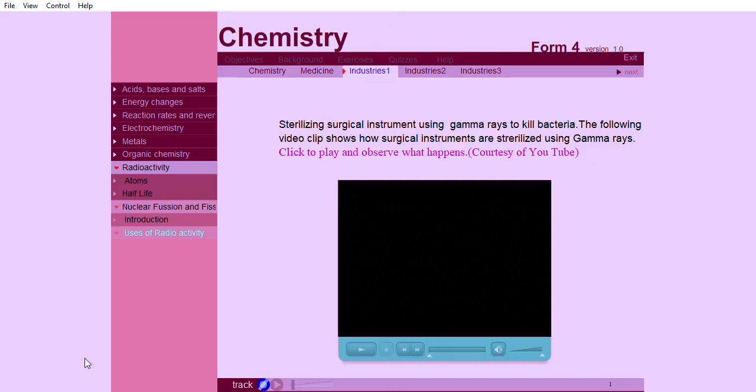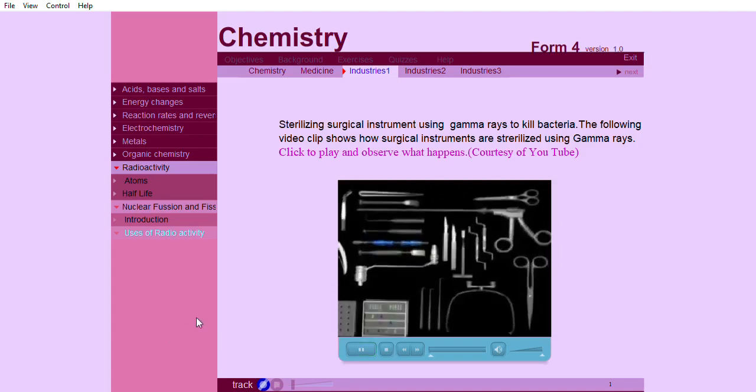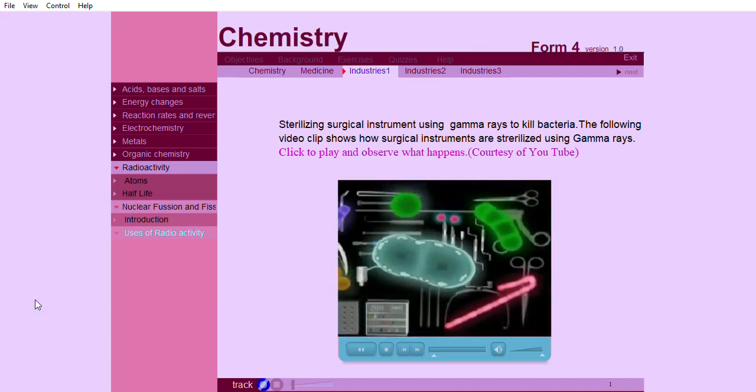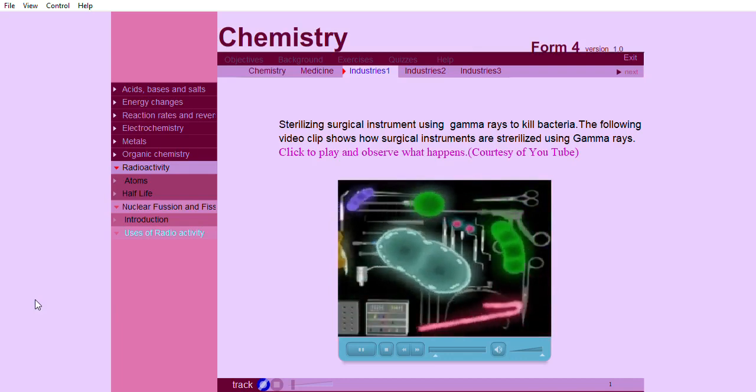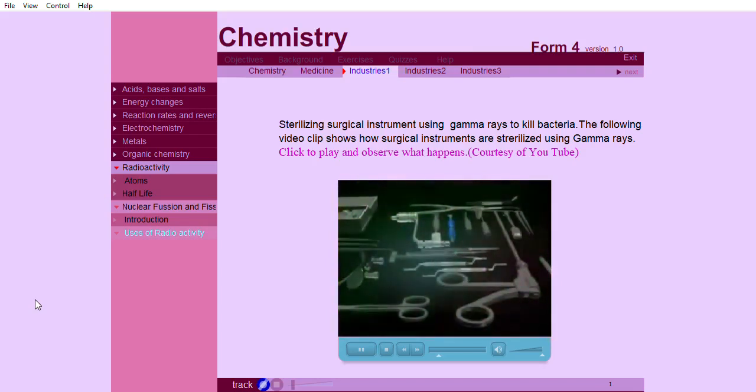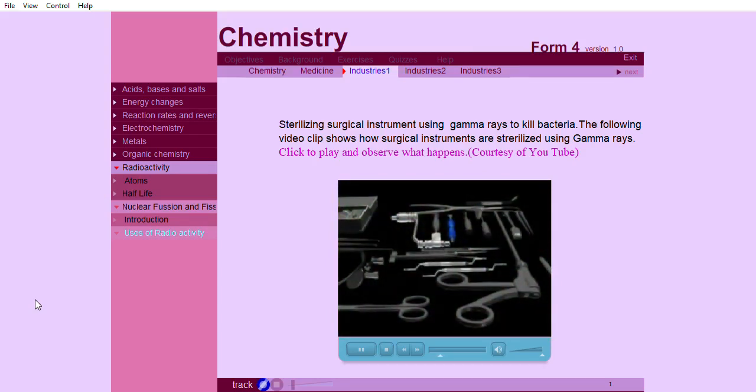Sterilizing surgical instruments using gamma rays to kill bacteria. The following video clips show how surgical instruments are sterilized using gamma rays. The term sterile means free of germs and disease agents. Sterilization refers to the process that removes living microorganisms from materials and objects. The goal of product sterilization is to kill all microorganisms and spores. In addition, viruses, prions, infectious proteins, plasmids, and other DNA fragments are destroyed. This makes a sterilized product non-infectious, meaning you cannot catch diseases from it.